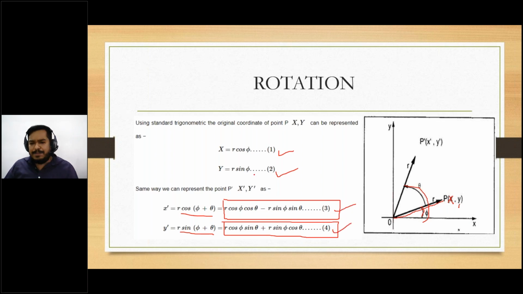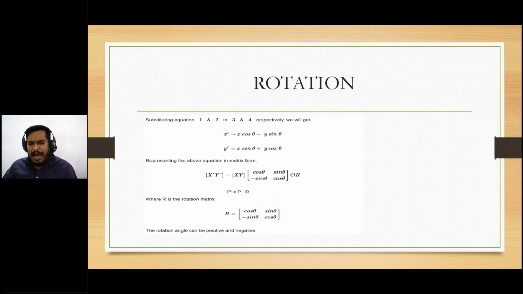Now I am substituting the values of equations 1 and 2 in equations 3 and 4. What should be the expression that I will get after substitution? After substitution, this one is the expression that we will get after substituting the values of equations 1 and 2 in equations 3 and 4.